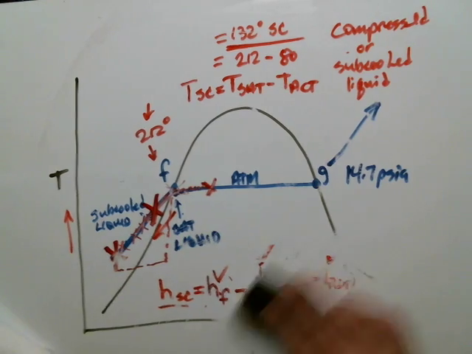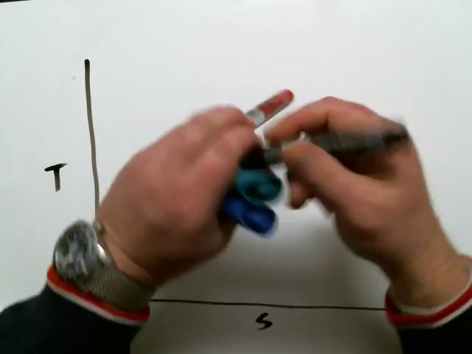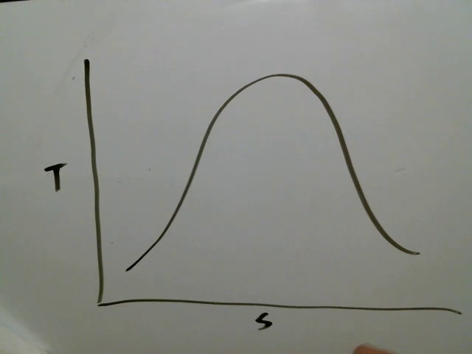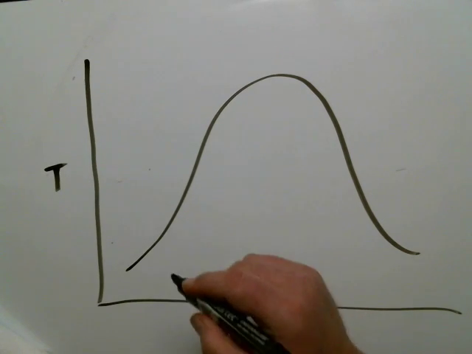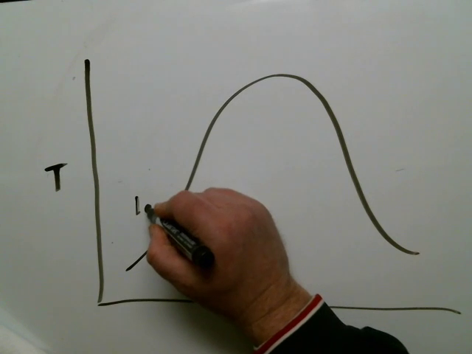We'll draw a new one. We're going to keep drawing this over and over again for understanding. We're going to apply it to a lot of different processes. Once again, TS diagram. It's temperature versus entropy. And here's this thing here. And let's go ahead and do something a little different. I've got a subcooled liquid at a certain pressure.